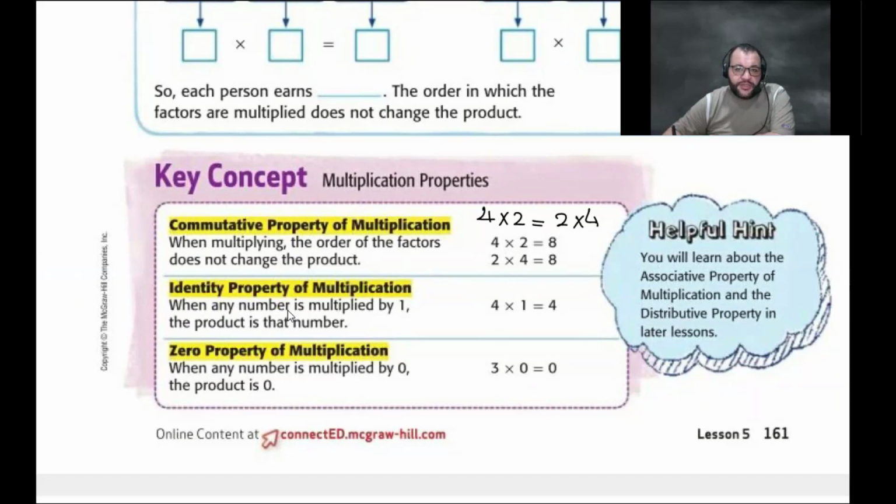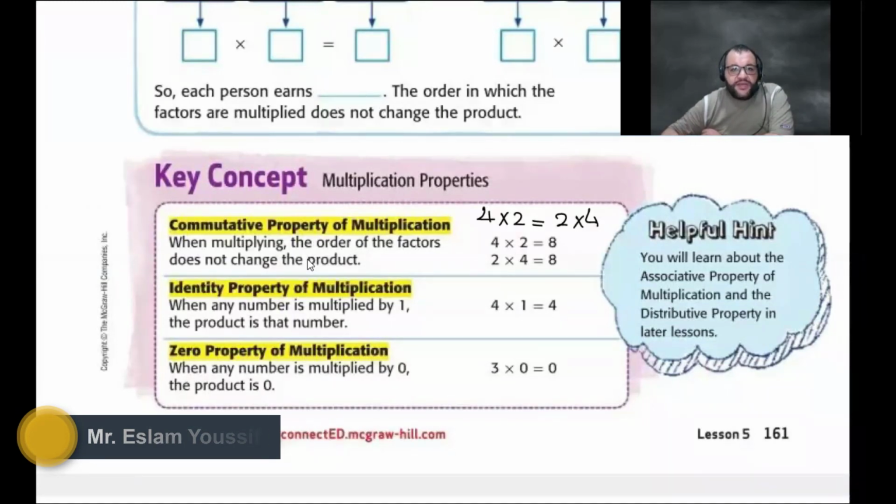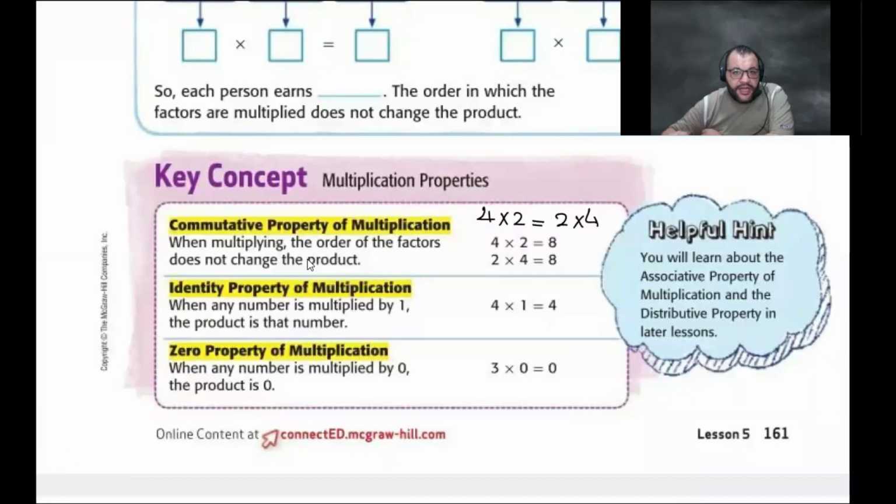The second property that we have is the identity property. What is the meaning of the identity property? If you multiply any number by 1, the result will be the same number. That's defined by the identity property. The third property that we have is the zero property. What is the meaning of zero property? If you multiply any number by zero, the result will be zero.